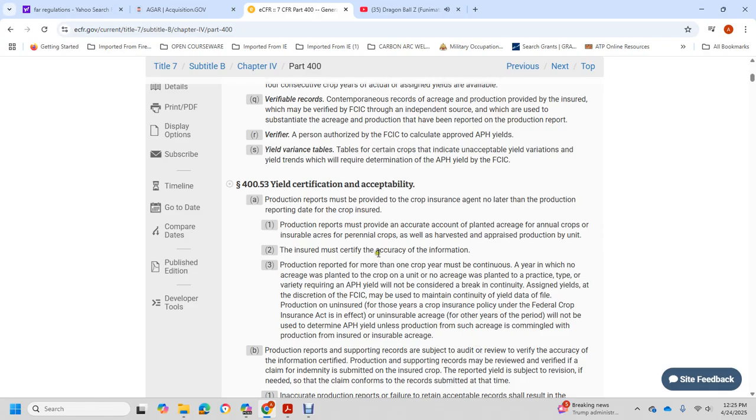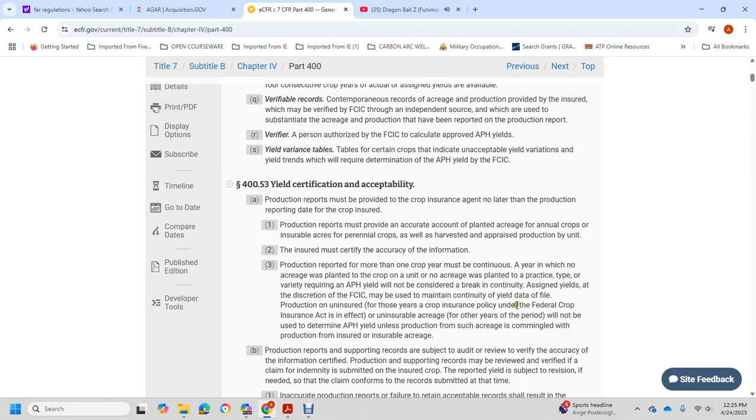The insured must certify the accuracy of the information in the production report. For more than 1 crop year, the years must be continuous. A year in which no acreage was planted to the crop, or in which acreage was planted to another type or variety, will not be considered a break in continuity for the actual production history yield. Assigned yields are at the discretion of the FCIC, which may maintain continuity with the yield data in the file of the production uninsured.